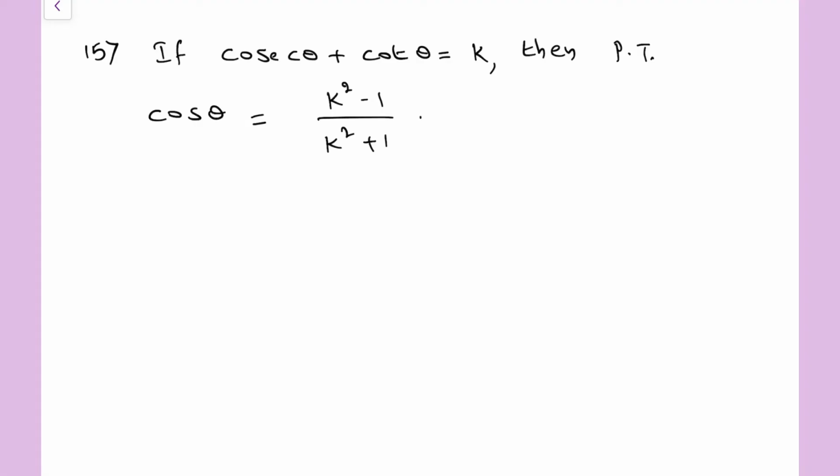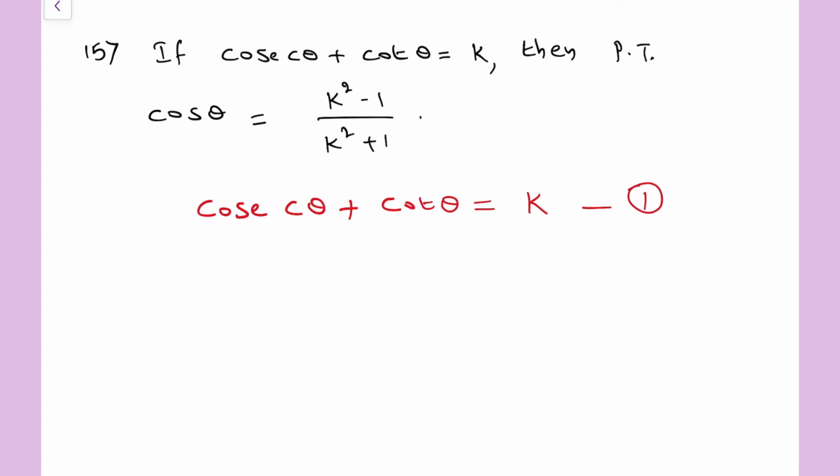If cosec theta plus cot theta equals k, then prove that cos theta equals k square minus 1 divided by k square plus 1. To solve this problem, we have many methods. I am explaining one of them. If cosec theta plus cot theta equals k, write that as equation number 1: cosec theta plus cot theta equals k.